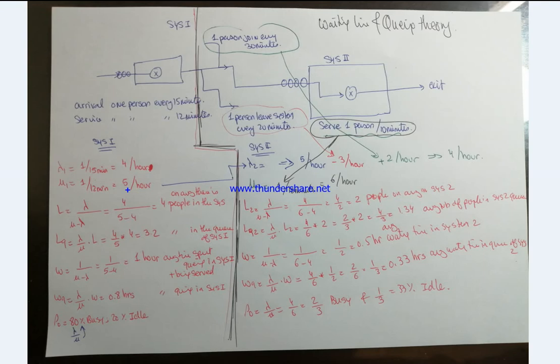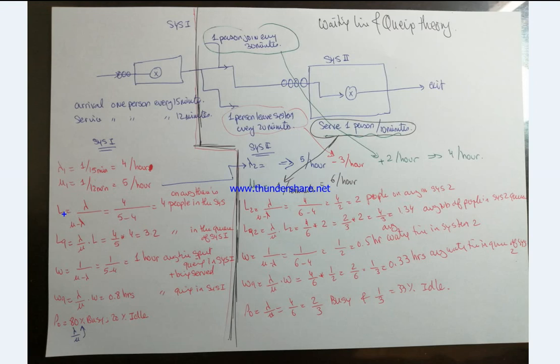So let's see how this happens. L equals lambda over mu minus lambda. We replace lambda by 4 and mu by 5, so 4 over 5 minus 4 equals 4. On average there are 4 people in the system. LQ equals lambda over mu times L, so 4 over 5 times 4 equals 3.2. W equals 1 over mu minus lambda. As we said, mu is 5.